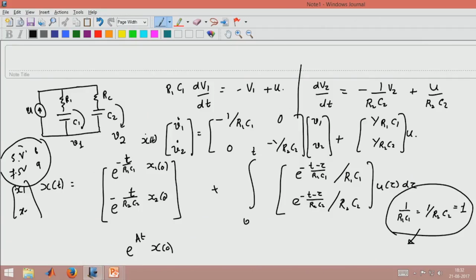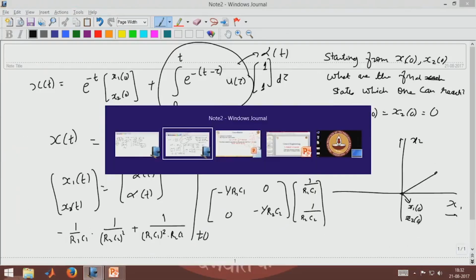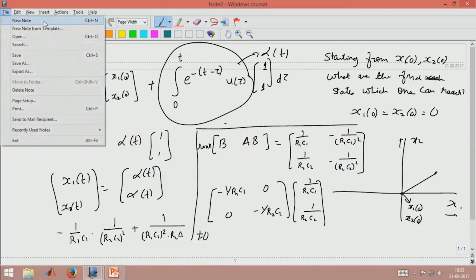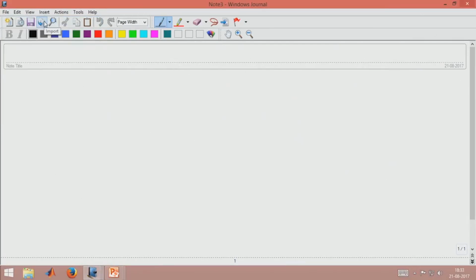V1 can go at 5, V2 to 7.5 and so on. But for some particular value of R1, C1, R2, C2, the system is not controllable. Okay, but let's also see what happens when the system is not controllable. What does it mean in terms of transfer functions? Let me instead consider a circuit which looks like this.